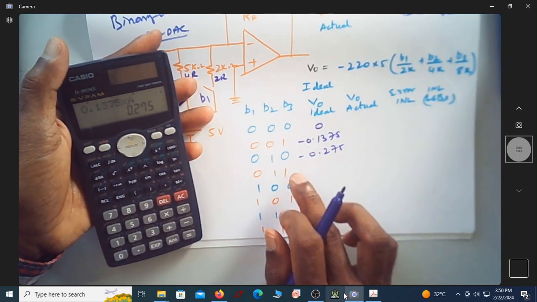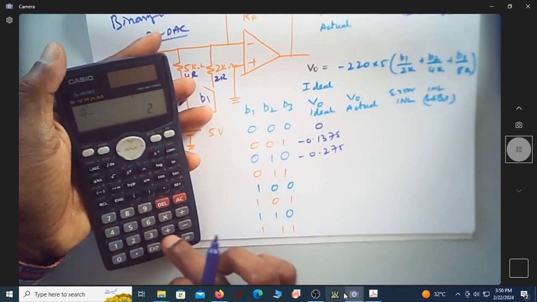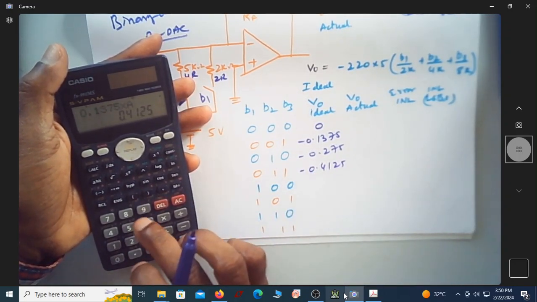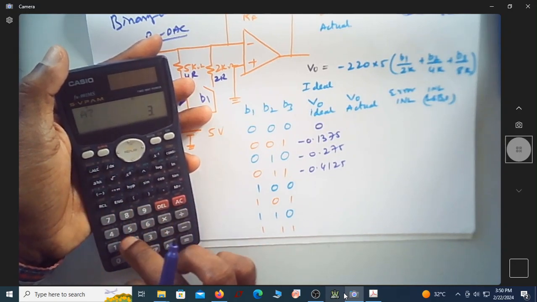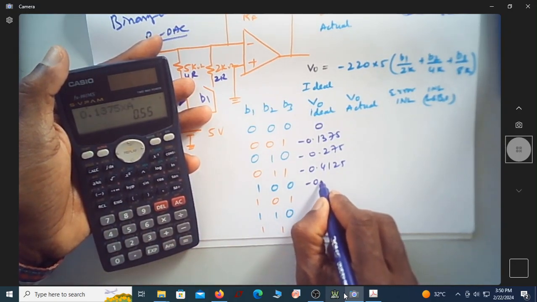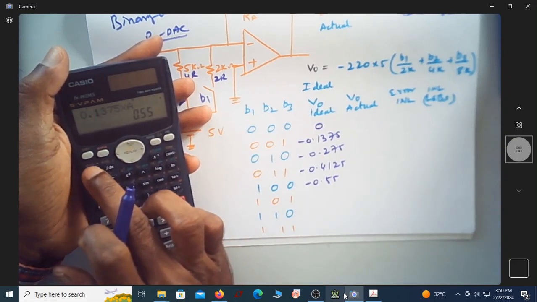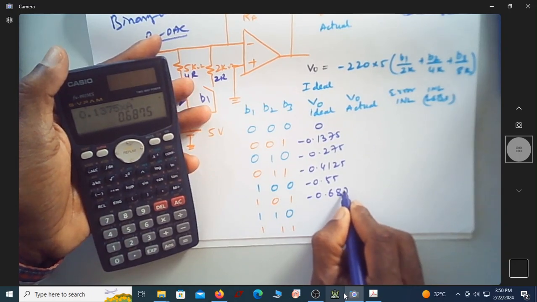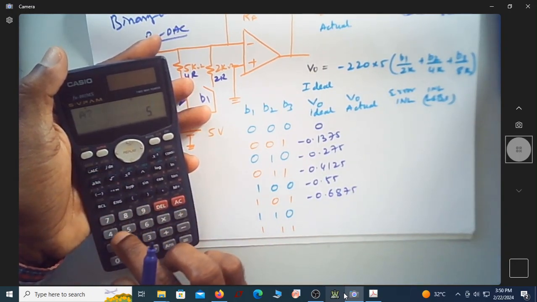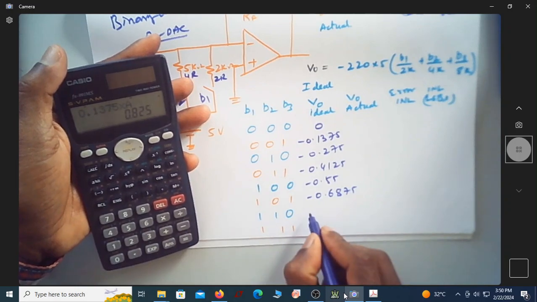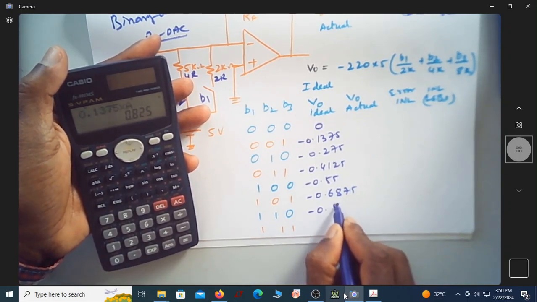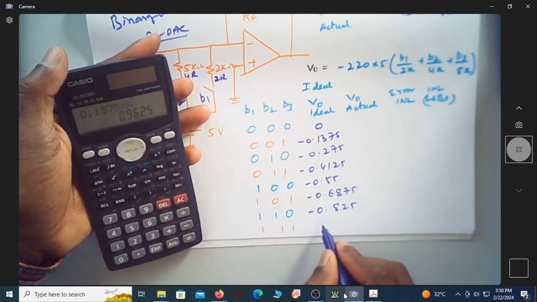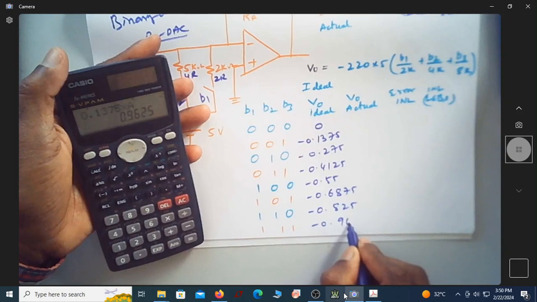And this is 3 LSB. Calculate for 3 LSBs. It is minus 0.4125. Then calculate for 4 LSB, it is minus 0.55. Calculate for 5 LSBs, it is minus 0.6875. Calculate for 6 LSBs, this happens to be minus 0.825. So calculate for 7 LSB, this happens to be minus 0.9625.